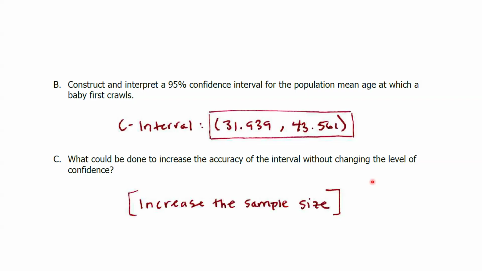So what could be done to increase the accuracy of the interval without changing the level of confidence? Well, we could increase the sample size. Why does this work though? Larger sample size, remember, means smaller standard error. Smaller standard error means smaller margin of error. And if you have a smaller margin of error, you have a narrower or more accurate confidence interval. So more data is more precision without sacrificing the confidence level.